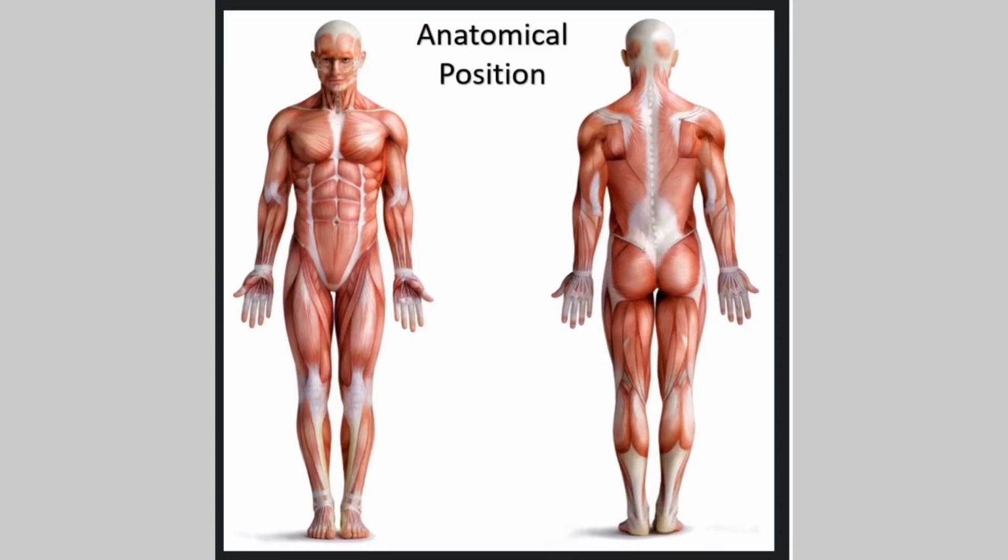Let's discuss the anatomical position. The anatomical position refers to a standardized position of the human body that serves as a reference point for describing the locations and relationships of the body parts. So it describes the location and the relationship of the body parts. So this is a typical illustration of an anatomical position.